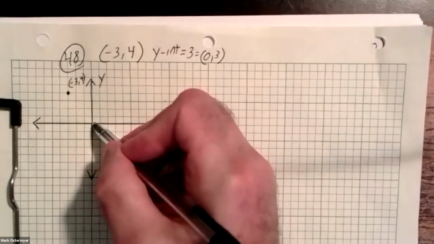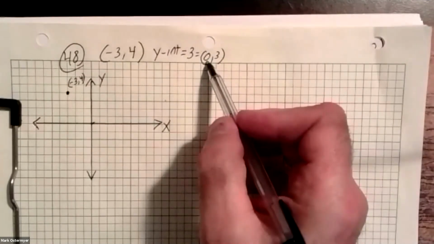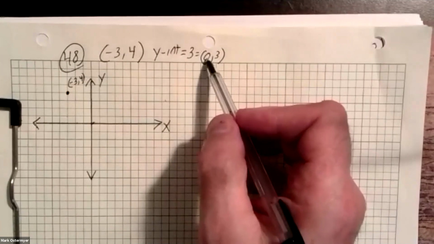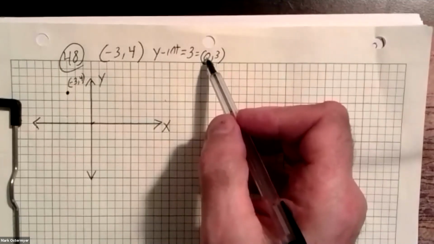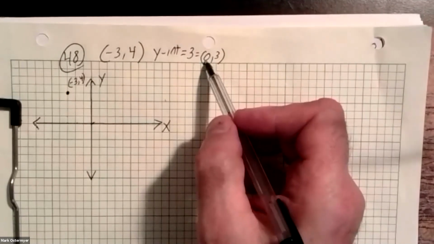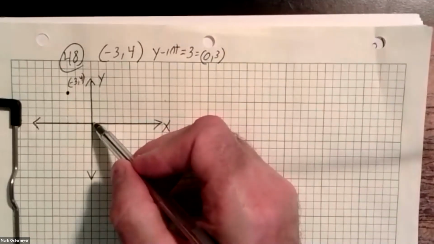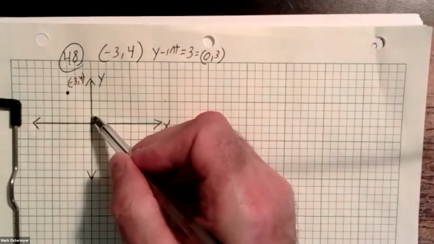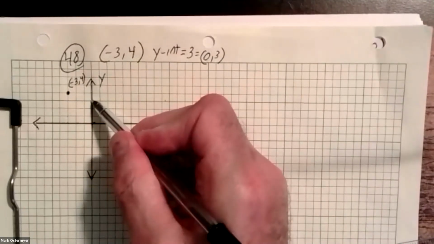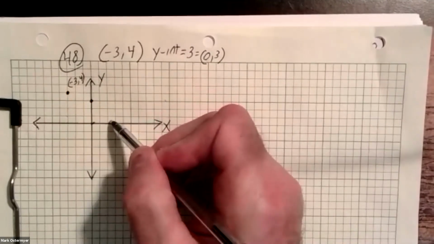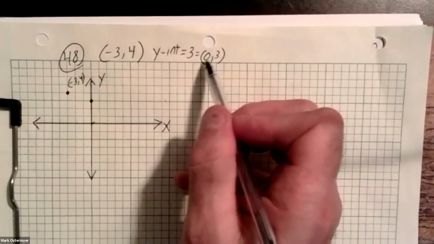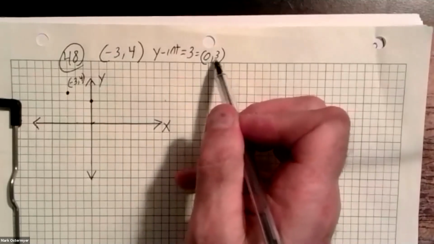Three to the right? Oh, wait, do we go 3 to the right? No. Okay, 3 up. The x coordinate is 0. We don't move right or left. We just stay on the y-axis and we go up 3, don't we? 1, 2, 3. There's the y-intercept. No, you don't go 3 to the right. If you go 3 to the right, that'd be an x-intercept. Do you agree? That's not an x-intercept. That's a y-intercept.